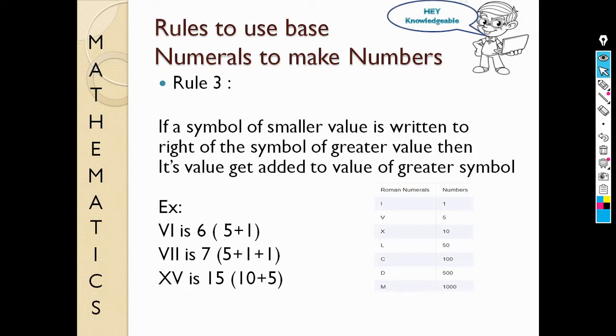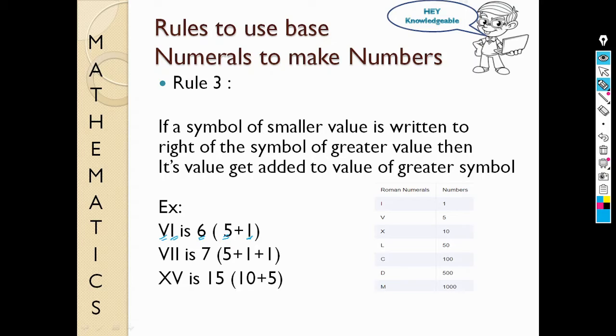Now comes rule number 3. Let's see what rule number 3 says. It tells that if a symbol of smaller value is written to the right of a symbol of greater value, then its value gets added to the value of the greater symbol. Here are some examples. V is a larger symbol, I is a smaller symbol. According to the rule, it will be added. So 5 plus 1 gives you 6.